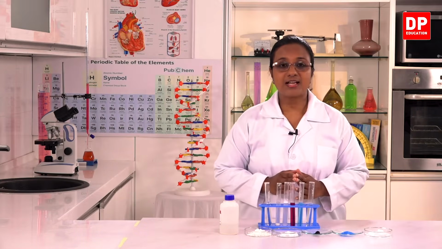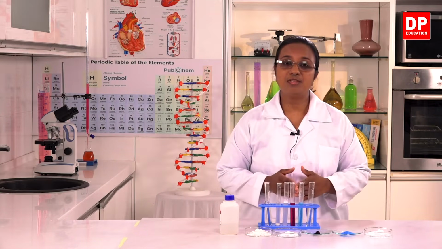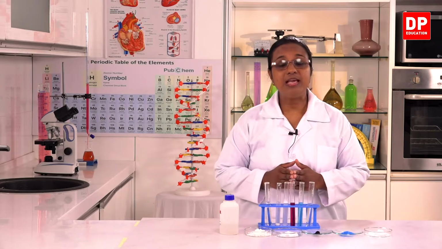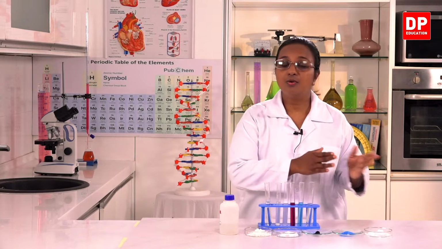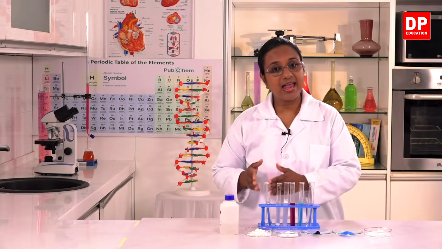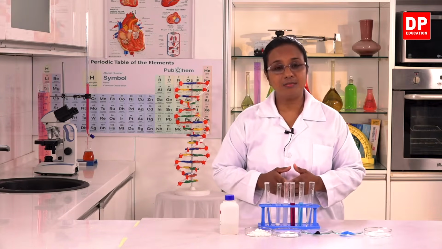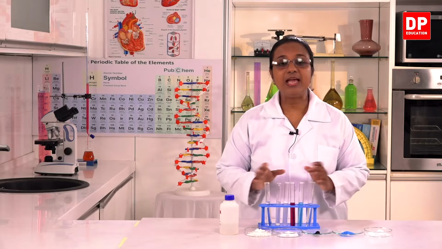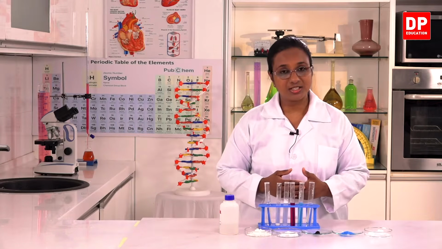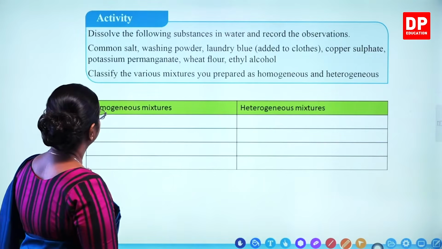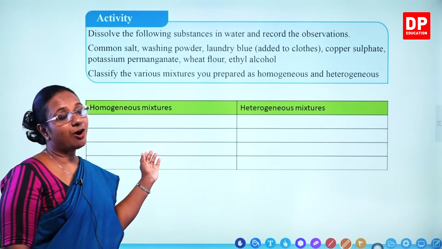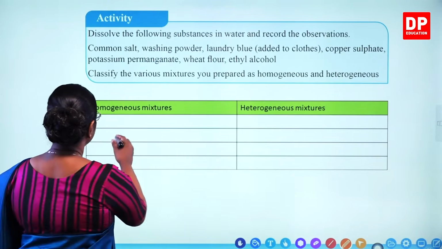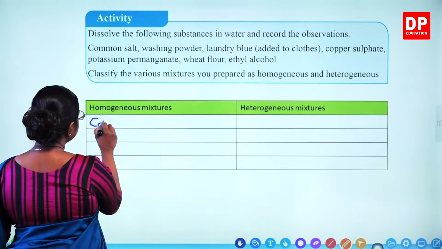So from this activity and from these observations, you will be able to identify clearly what homogeneous mixtures are and what heterogeneous mixtures are. So you will be able to classify these mixtures easily. So let's see. First one is common salt. That of course you all know for sure it is a homogeneous mixture.